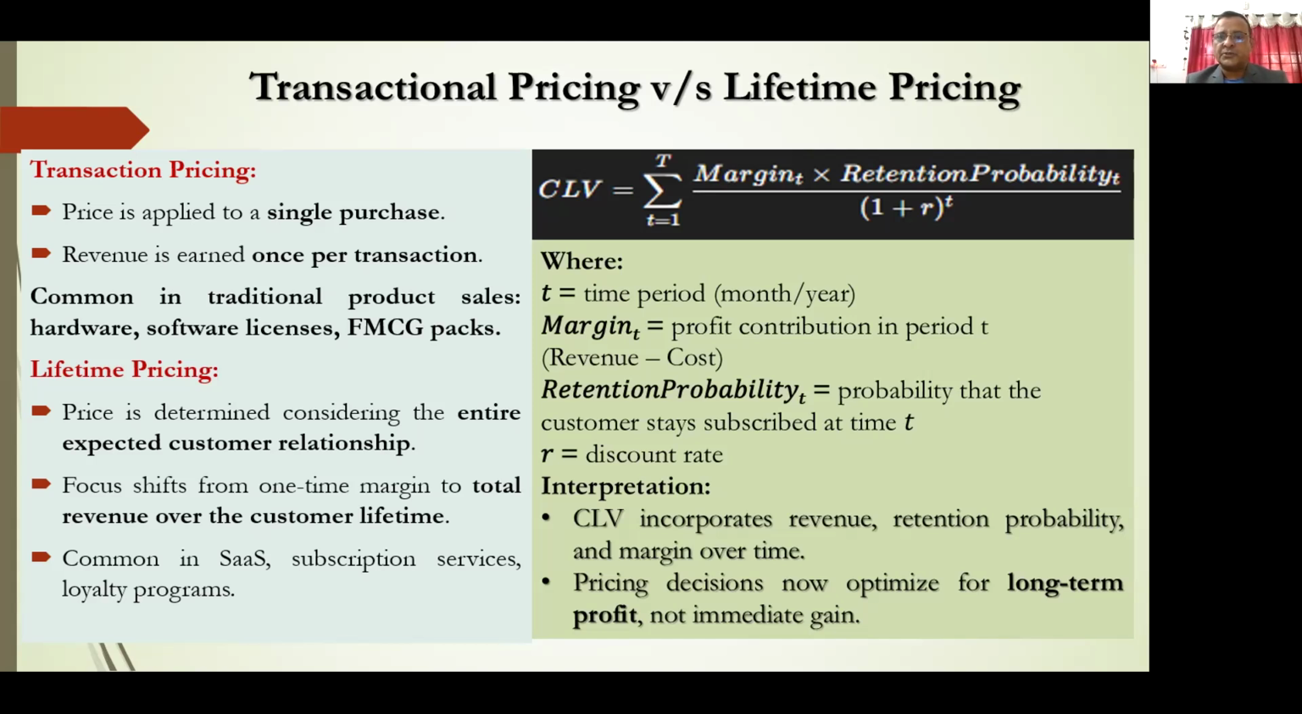If you look at the formula shared here, it is one of the most widely used approaches to calculating customer lifetime value, where T is the period of time for calculating and evaluating customer lifetime value. Margin captures the profit contributed in a particular period of time. Retention probability is the probability by which a customer is going to stay with the company for a particular period of time. And r is a discount rate. The purpose of discussing all this was that CLV incorporates revenue, retention probability, and margin over time.